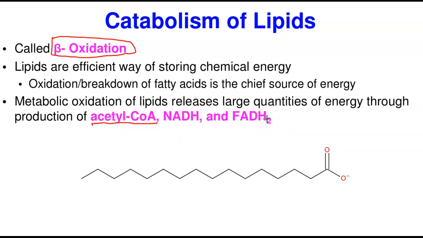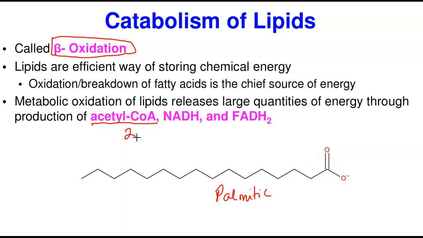That is true. Because, okay, this is an example of a fatty acid. We've counted 1, 2, 3, 4, 5, 6, 7, 8, 9, 10, 11, 12, 13, 14, 15, 16. This is a fatty acid with 16 carbons. So we call this what? This is palmitic acid. Palmitic acid has 16. So if you want to break this thing down, acetyl-CoA has only 2 carbons.